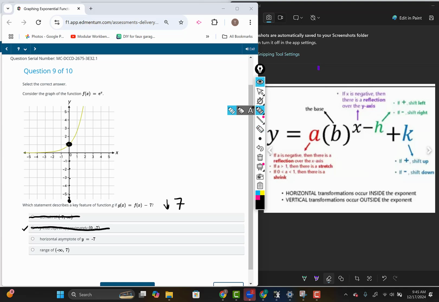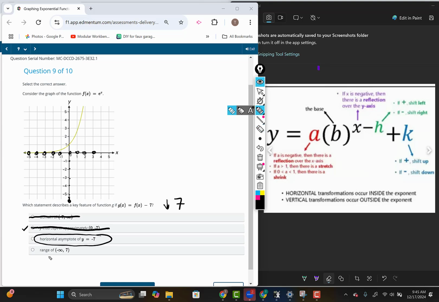Not quite. Next one, the horizontal asymptote of y equals negative 7. So what's the horizontal asymptote of the original graph? Well, we can clearly see it is the x-axis. And think about what is true about every y-coordinate on that x-axis. Every y-coordinate on that x-axis is 0. So the equation of the horizontal asymptote of the original graph is y equals 0. So if we take that line and shift it down 7 units, yeah, that should take us to y equals negative 7. Let's go ahead and check this last one just to make sure.